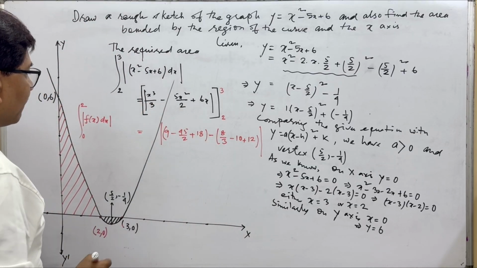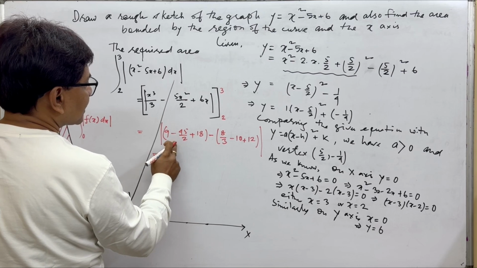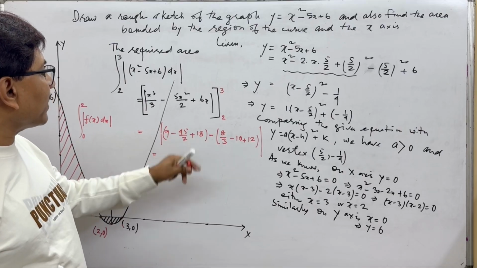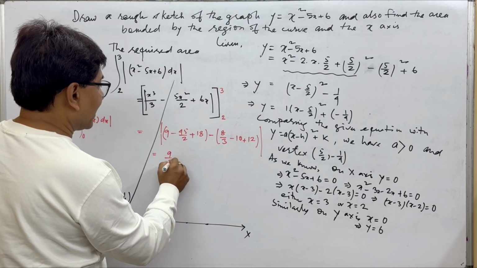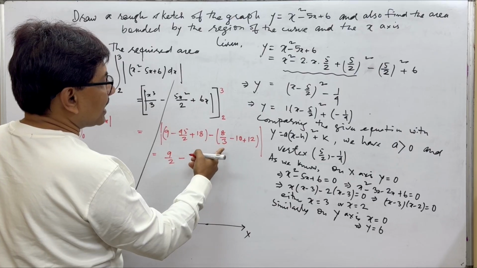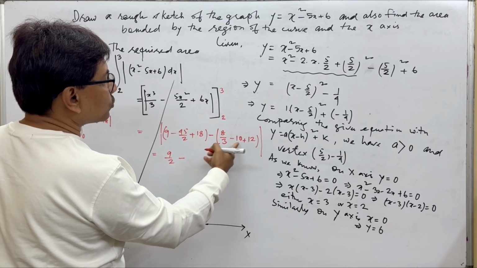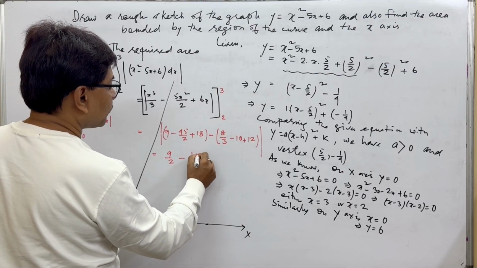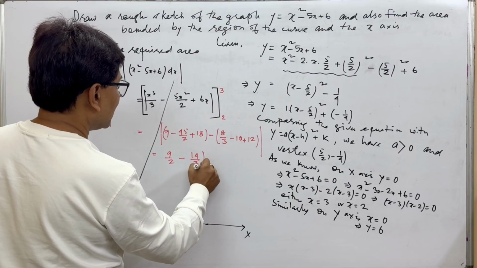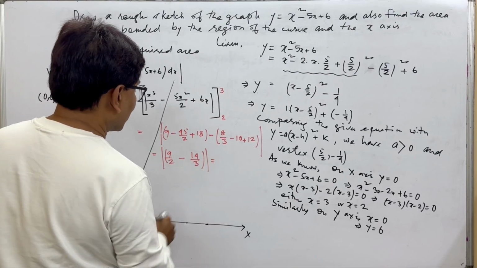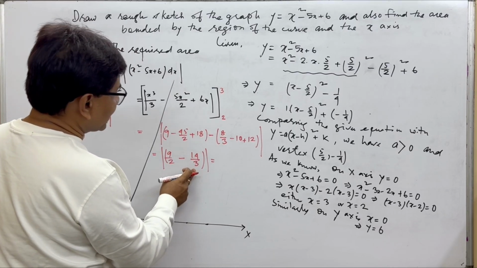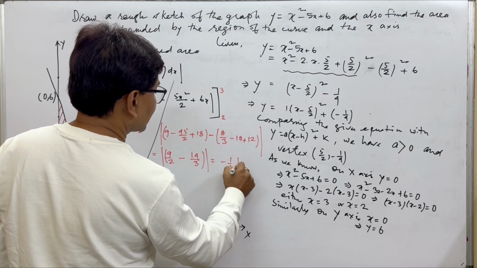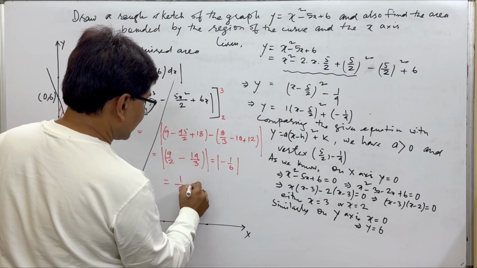Next, this 9 plus 18 is 27, 27 minus 45 by 2, 27 twos are 54, 54 minus 45 is 9, so 9 by 2, minus 10 plus 2 is 12, that is 2, so plus 2, 8 by 3 plus 2, then 3 twos are 6, 6 plus 8 is 14, so 14 by 3. Ultimately what are we getting? Taking LCM 6, 3 nines are 27, 14 twos are 28, that is minus 1 by 6, so equals only 1 by 6 square unit.